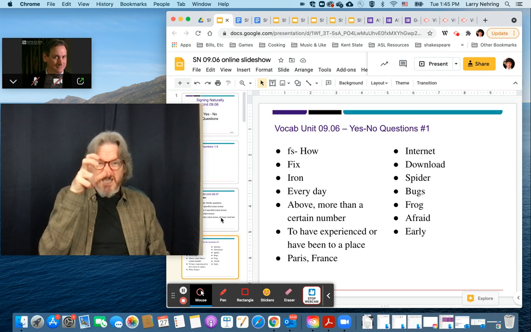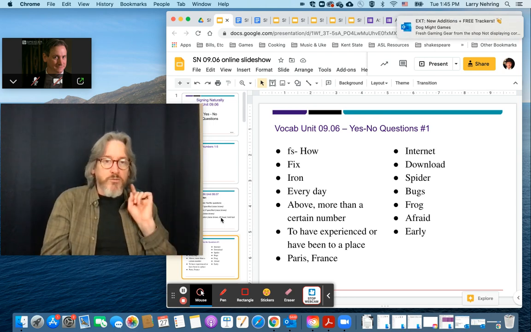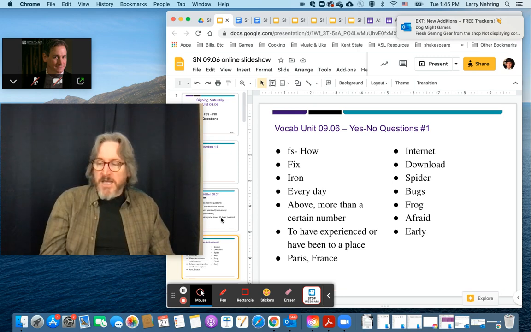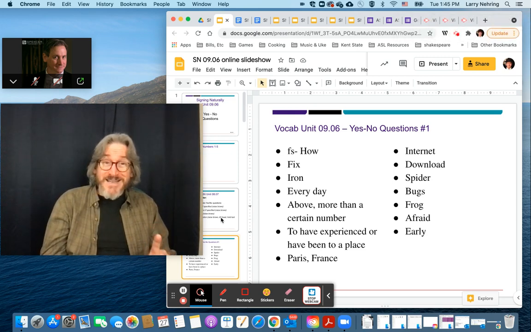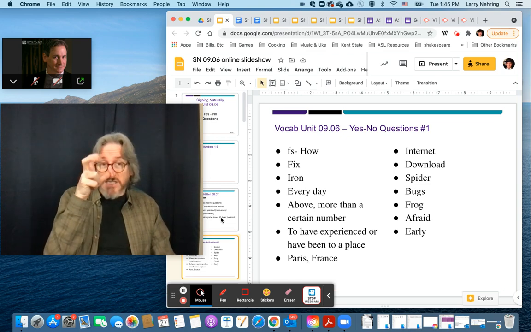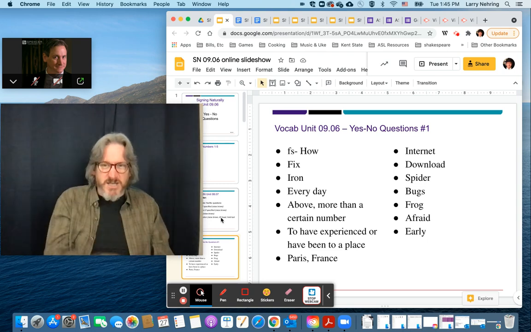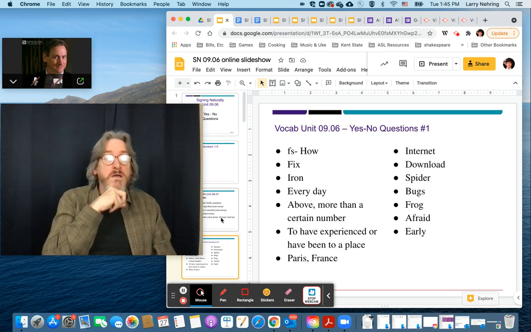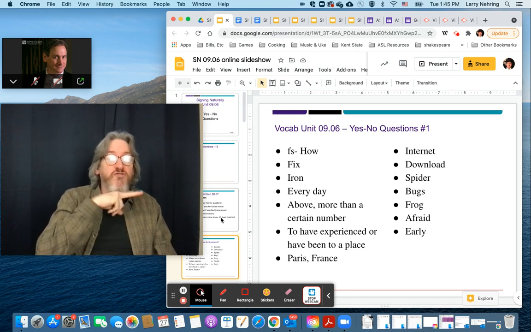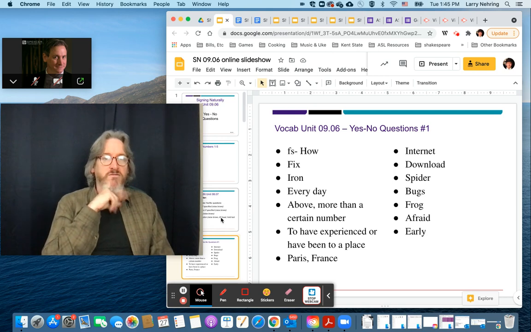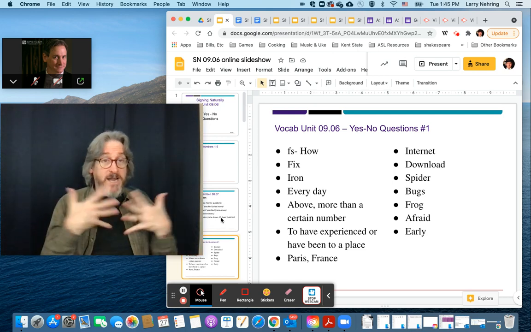Bugs, this is for insects, repeated a few times. If you do it once, it means orgasm. Very different topics. So bugs. There's bugs. Oh, you, spider, bugs. Frog. Frog, and it's underneath, because this goes, right, frog. Afraid.